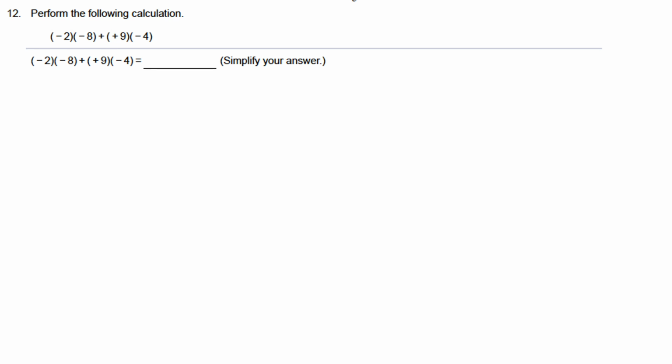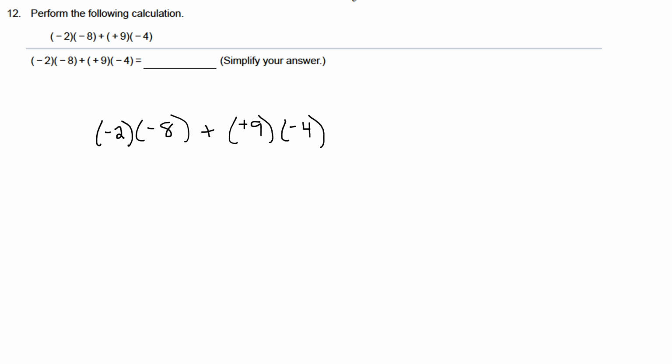Perform the following calculation. Negative 2 times negative 8 plus positive 9 times negative 4. This problem is a little bit longer than the other ones that we've looked at.